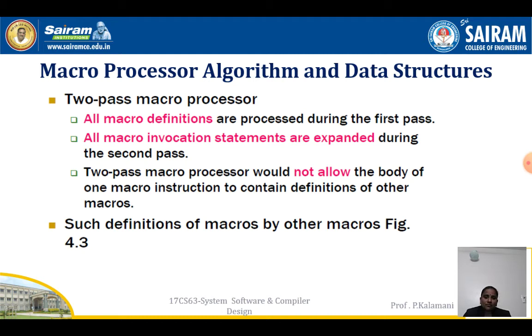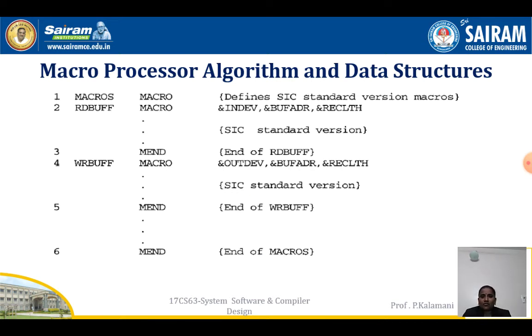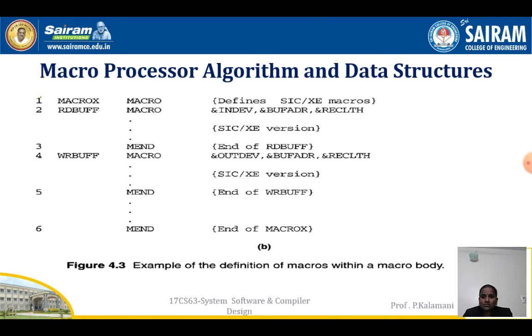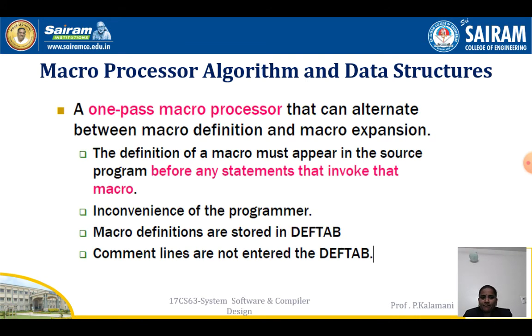Two pass macroprocessor does not allow the body of one macro instruction to contain the definition of another macro instruction. So we can't define one macro within another macro definition like this. Here we have a macro named macros, and within it two macros are defined, rdbuff and wrbuff. This is not allowed in the two pass macroprocessor because the macros are defined within a macro.